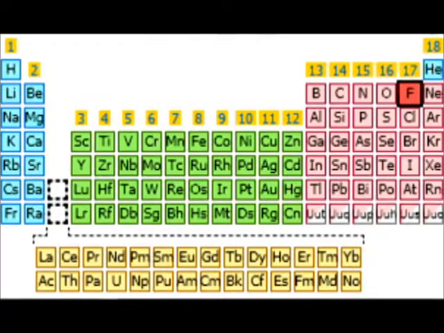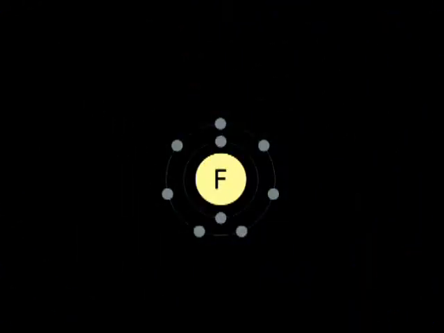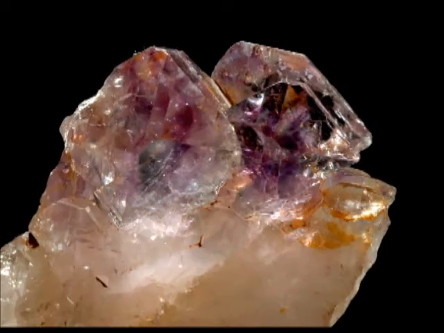It's the 19th element of the periodic table. It has an atomic mass around 18.998. It has a melting point of 219 degrees Celsius and a boiling point of 188 degrees Celsius. It has a density of around 1.6 times 10 to the power of negative 3 grams per cubic centimeter. At normal temperature it is a gas. Its element classification is a nonmetal, and it is in the halogen group.